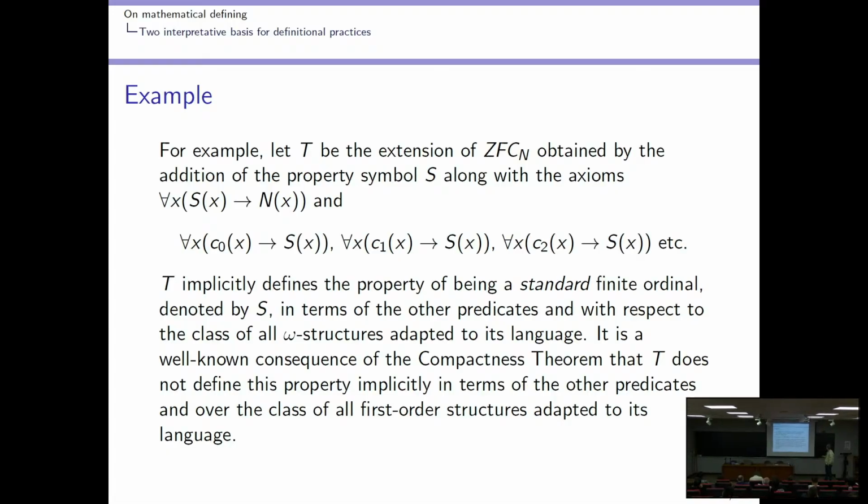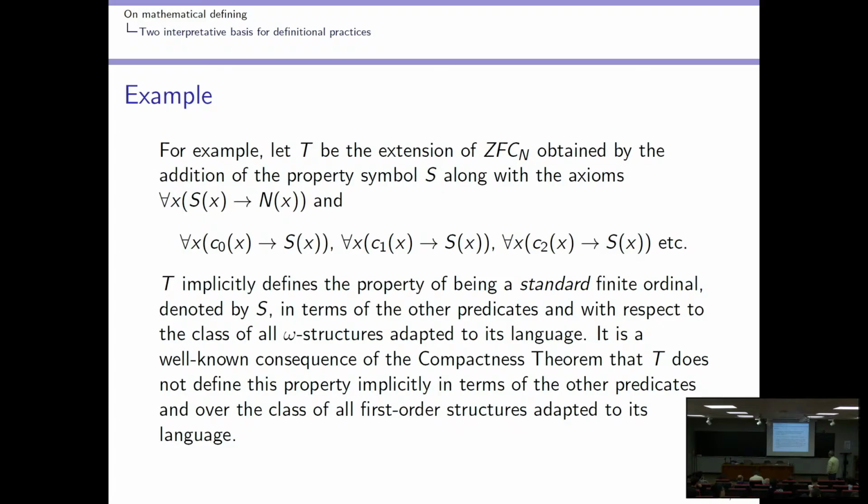So this theory T obtained in this way is ZFCN plus these axioms, right? Plus S and plus these conditions. S is not implicitly defined in the first order semantics, but it is implicitly defined in the omega logic semantics, right? So T implicitly defines the property S in terms of the other predicates, with respect to the class of all omega structures.